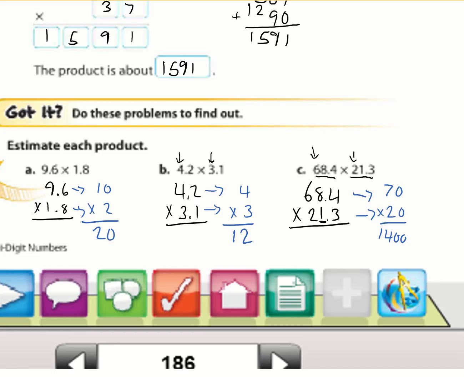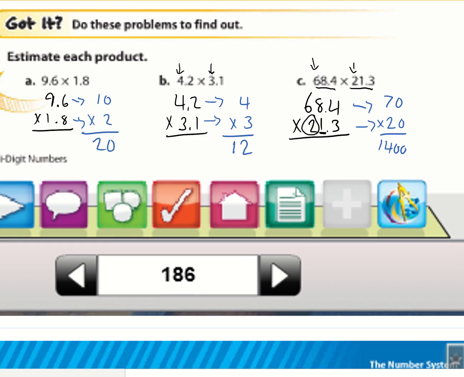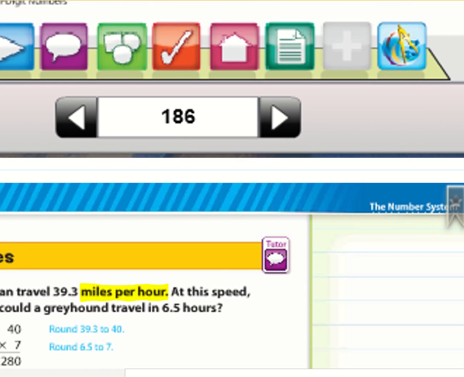It's going to be closer to 70. And 21 and 3/10, is that closer to 20 or is that closer to 30? So we look at our number 2, and 1 is less than 4, so it's going to go down. So 21 and 3/10 is closer to 20. So 70 times 20 is 1,400.